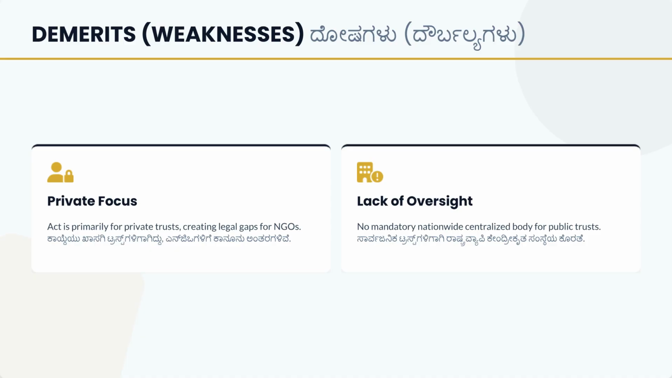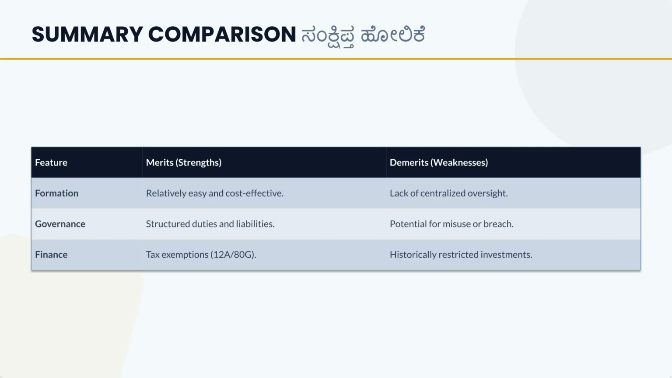However, there are demerits, such as the private focus of the Act, which can create legal gaps for public NGOs. There is also a lack of mandatory nationwide centralized oversight for public trusts. In summary, trust formation is relatively easy and cost-effective, and governance is structured with clear duties. Financial benefits include tax exemptions, though historical restrictions on investments were a drawback, alongside a lack of centralized oversight.